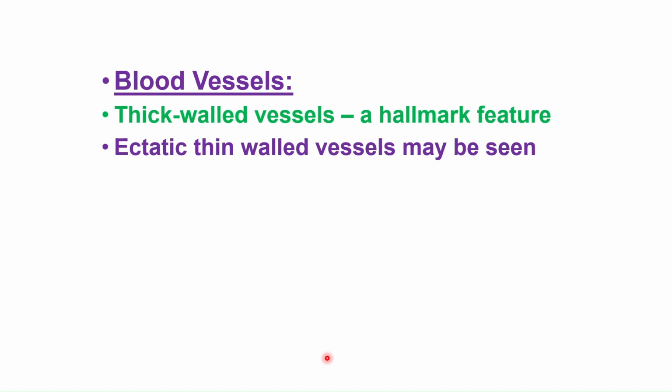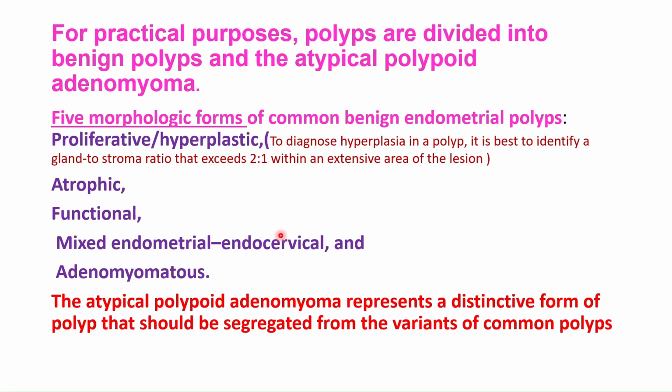And the fourth component is blood vessels. And thick-walled vessels are hallmark features for any polyp, and ectatic thin-walled vessels may be seen. So generally, polyp is composed of four components: outer lining surface epithelium, then glandular component, stromal component, and fourth one is blood vessels. Now, for practical purposes, these polyps are divided into benign polyps and the atypical polypoid adenomyoma.